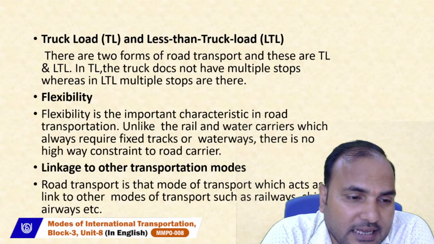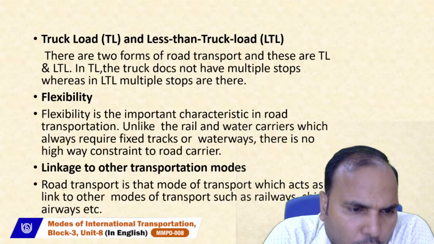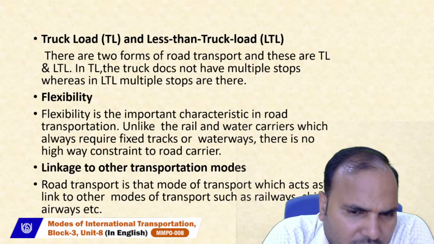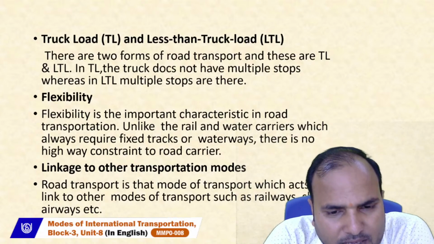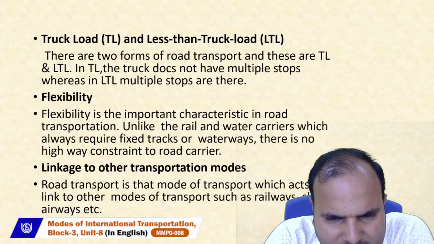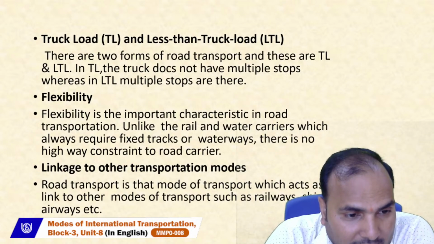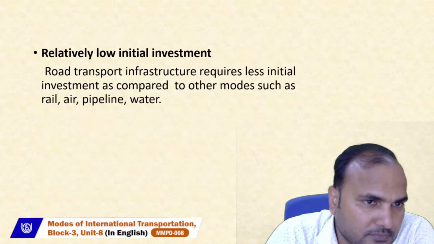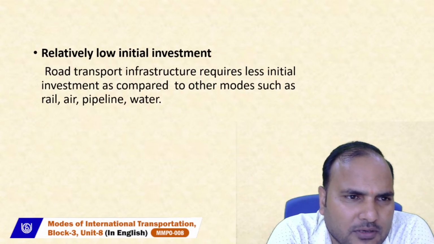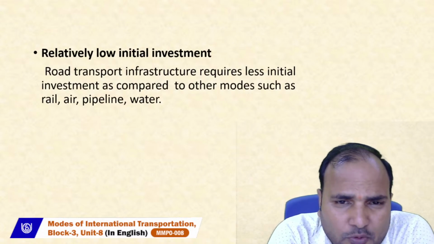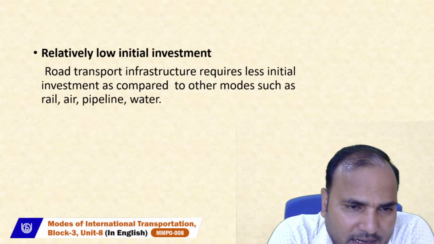Next characteristic, linkage to other transportation modes. Road transport is that mode of transport which acts as a link to other modes of transport, such as railways, ships, airways, etc. Then, the next characteristic is relatively low initial investment. Road transport infrastructure requires less initial investment as compared to rail, air, pipeline, or water.